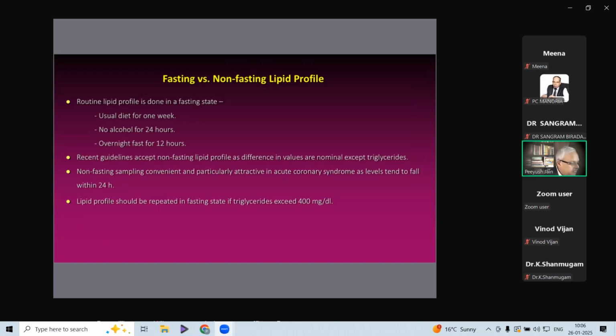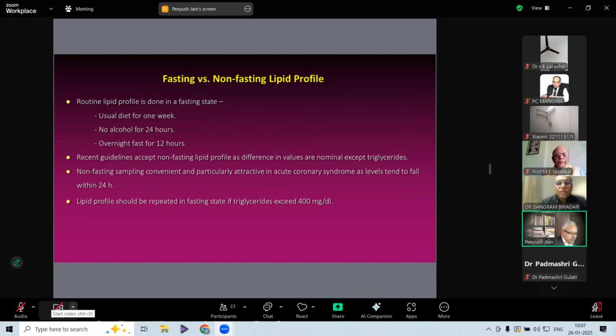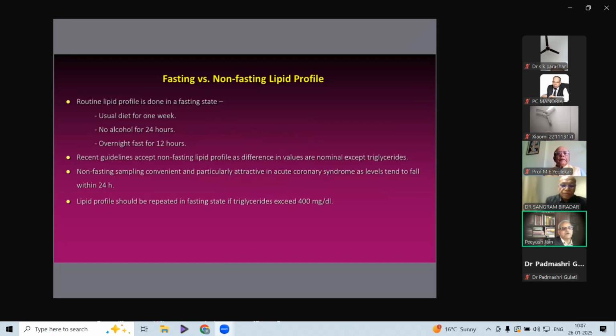the recent guidelines have indicated that we could accept the non-fasting lipid profile because the differences in the values between fasting and non-fasting levels are actually nominal, particularly in case of HDL and LDL. So non-fasting levels are actually convenient. What do we do when we do a non-fasting lipid profile? So that is good enough to make clinical assessment and decisions. However, it is said that if the triglyceride levels in non-fasting states are more than 400, then it should be repeated in a fasting state also.